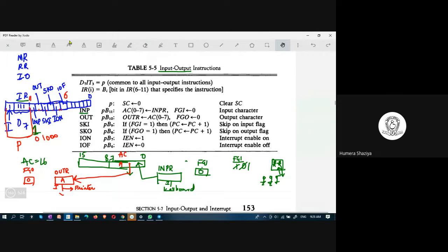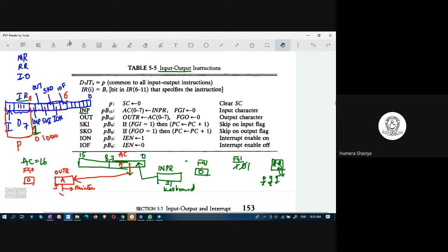Any doubt in this? After transferring the data from AC into OUTR, FGO is set to 0 to denote that OUTR now has some data, and AC would wait until FGO is 1. FGO will become 1 when OUTR forwards the data to the printer. OUTR gets empty and it sets FGO to 1. When AC finds that FGO is 1, it again transfers the data into OUTR, based on the OUT bit of the instruction register, which is the 10th bit.